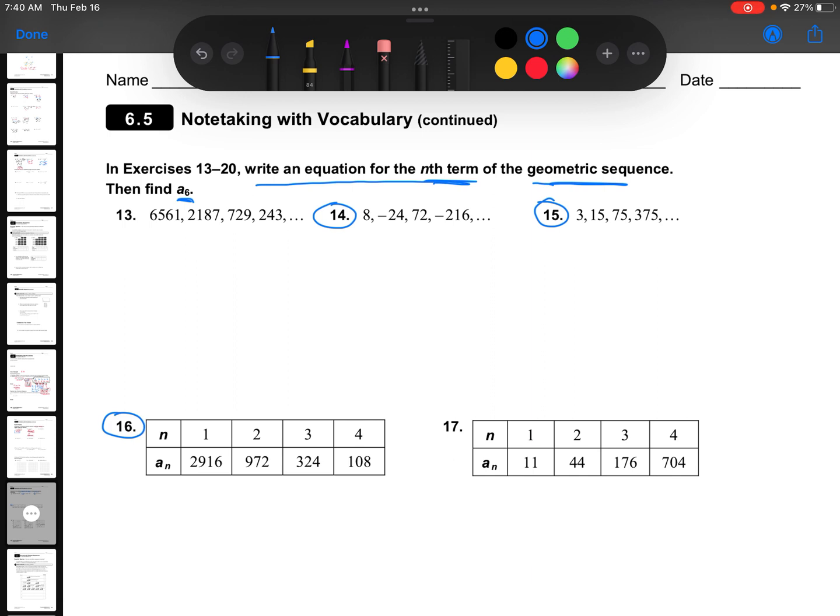So let's begin by identifying A1. Here, A1 is the number 8. How about R? Well, let's take a look. If you go from this to this, and from this to this, 8 times 3 is 24, but not -24. So it means that R is -3. And it fits. Can you see that we are alternating positive, negative, positive, negative? It means that we are multiplying by a negative number. I already have what I need.